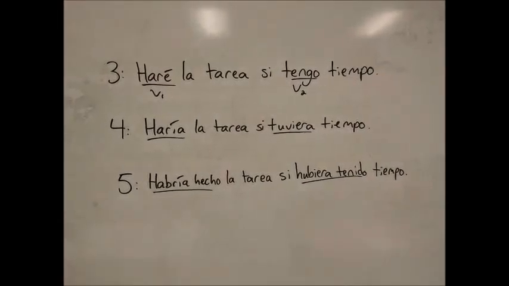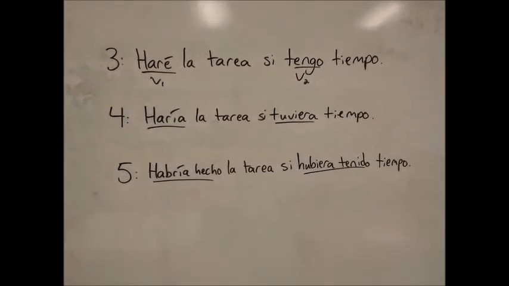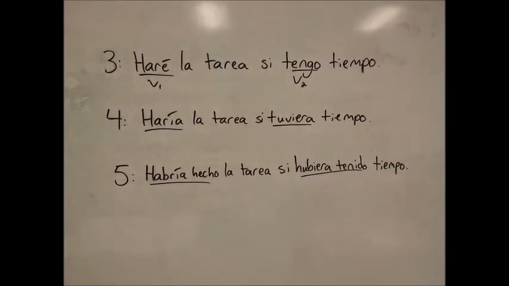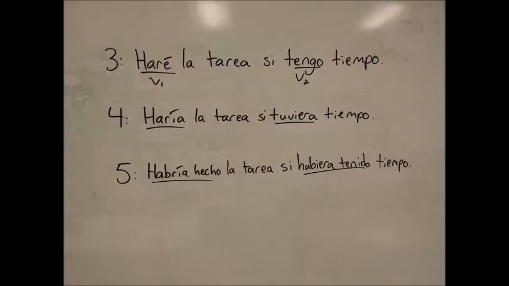And then finally we have cinco punto punto. Habría hecho la tarea si hubiera tenido tiempo. I would have done the homework if I had had time, but I didn't have time, so I didn't do the homework.